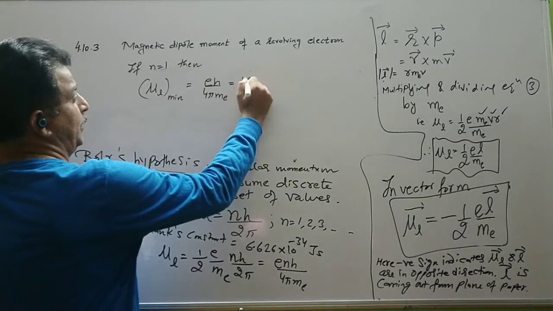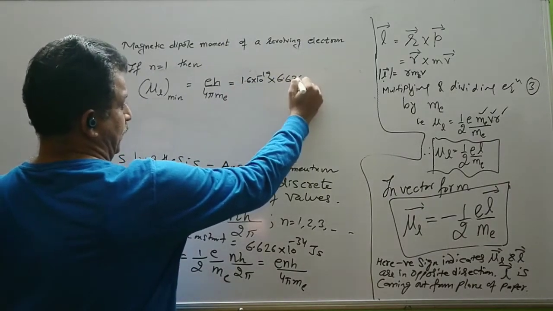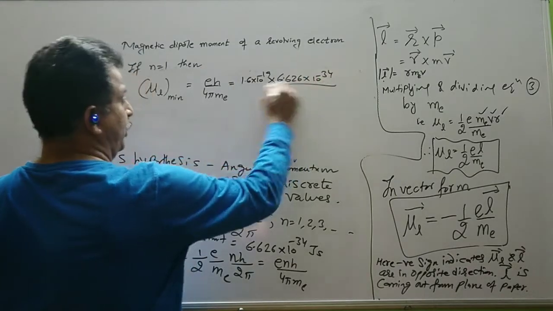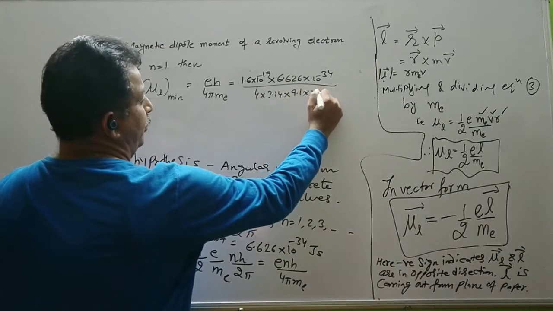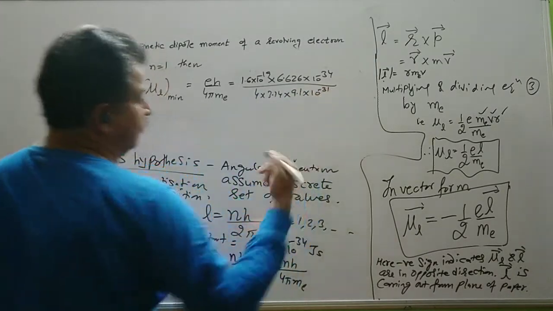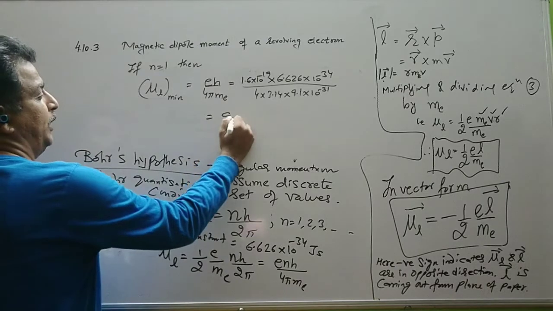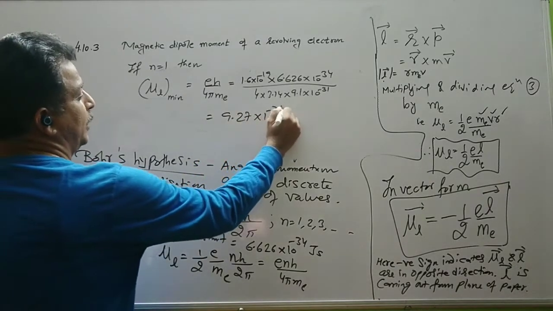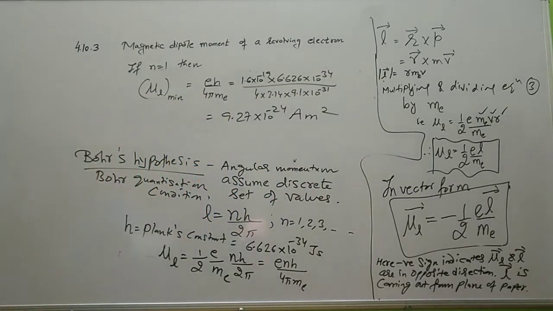So substituting this value, h is 6.626 into 10 raised to minus 34 divided by 4 into 3.14 into the mass of the electron. If I substitute all these values and do the calculation, we find that this value comes out to be 9.27 into 10 raised to minus 4 ampere meter square. You remember the unit of magnetic moment by the formula I into A.